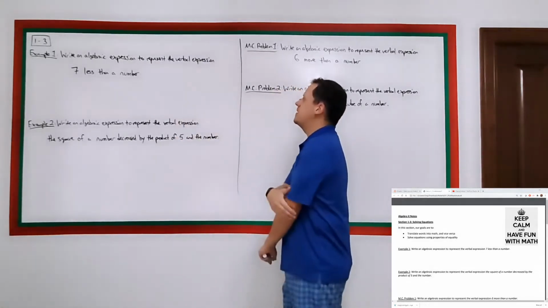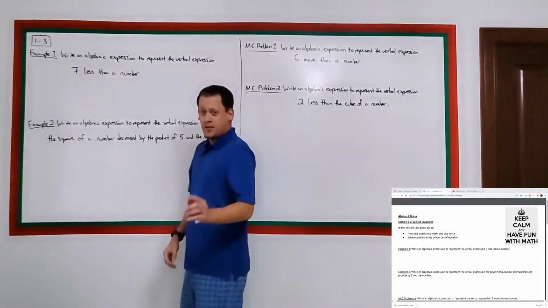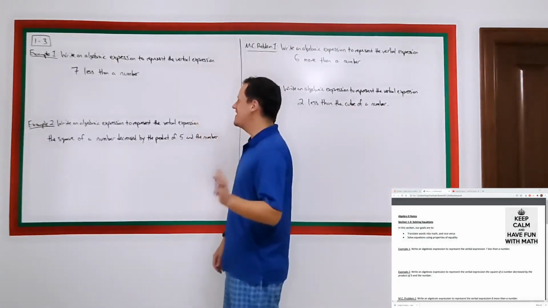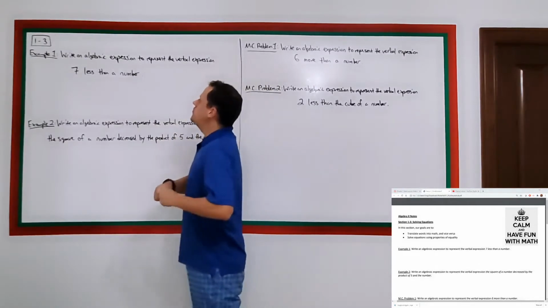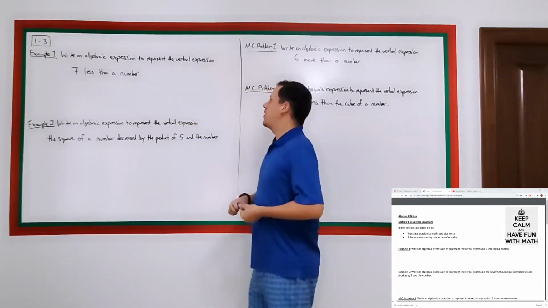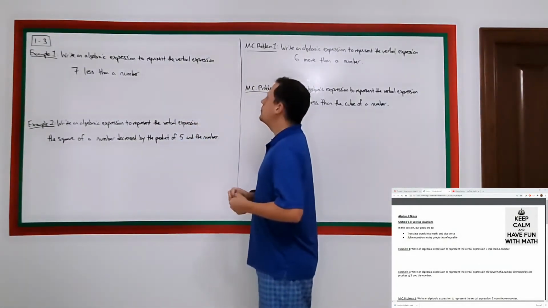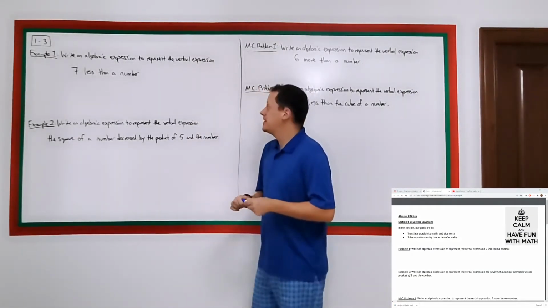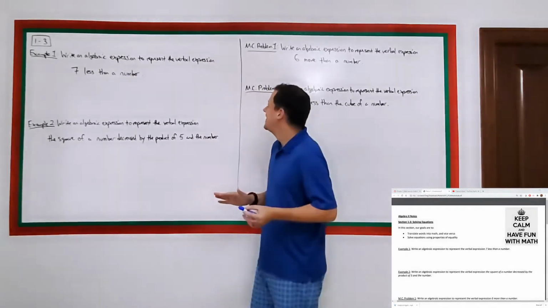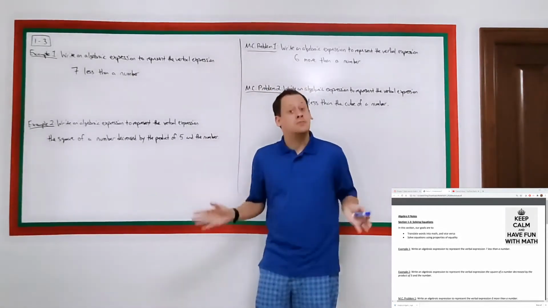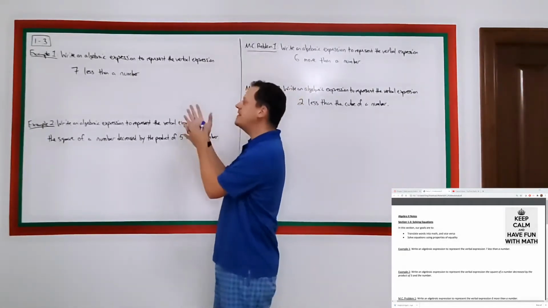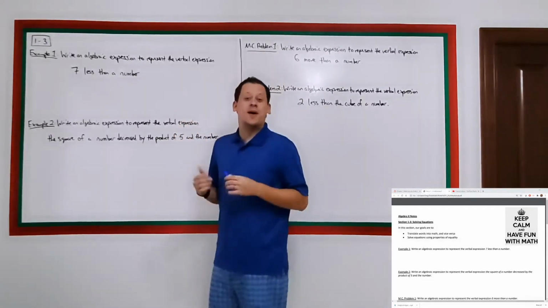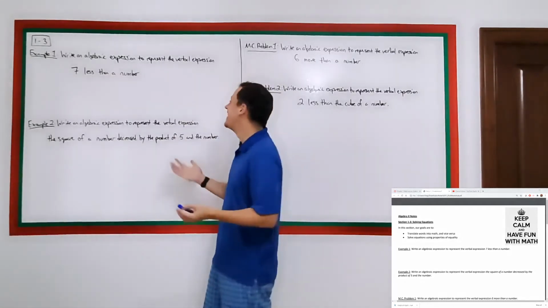So for our first example here in the notes, do you have pencil and paper ready? It's a lot better if you do. Take these notes. We want to write an algebraic expression to represent the verbal expression 7 less than a number. That's a lot to digest. There might even be some words in there that you don't know. So let's take this gobbledygook, which is technically the English language, and turn it into a much better language, which is math.